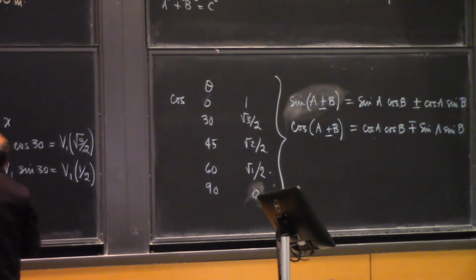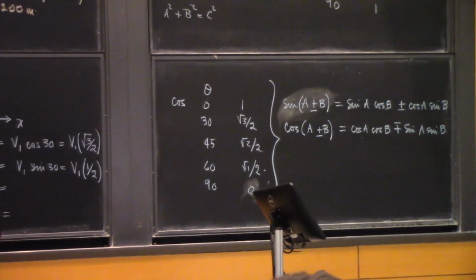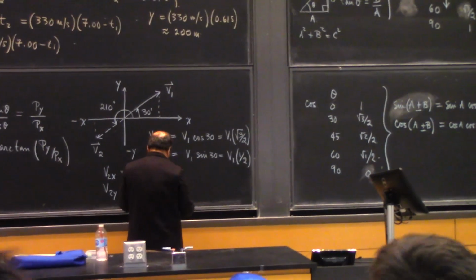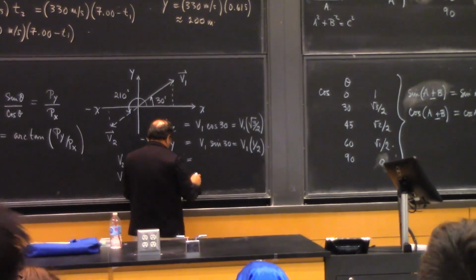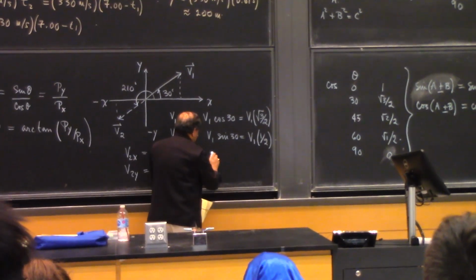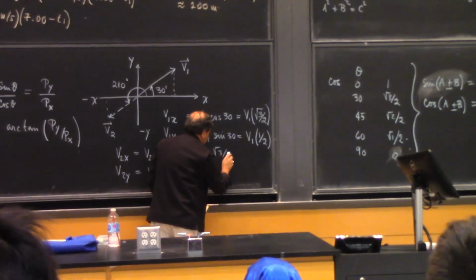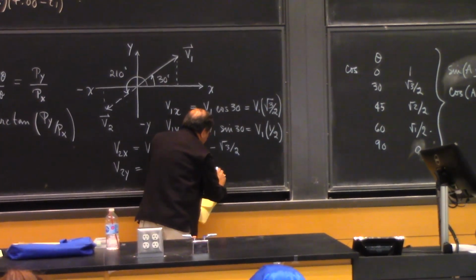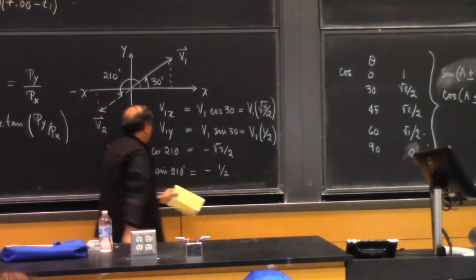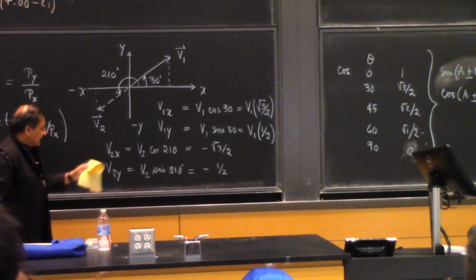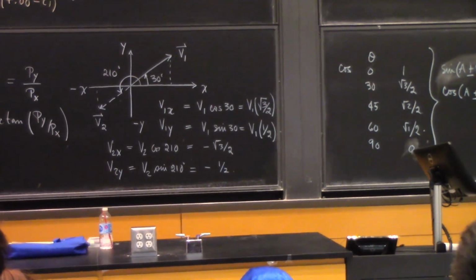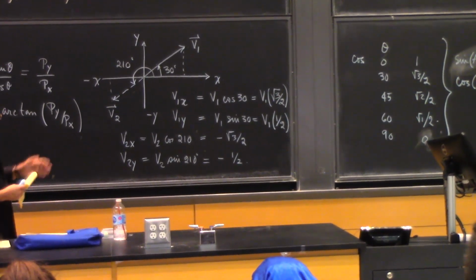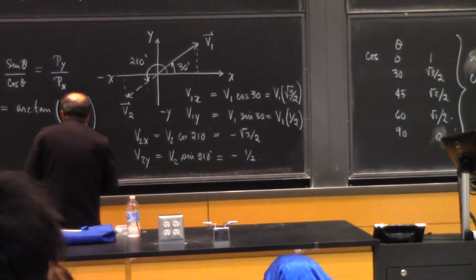So actually, I can now calculate cos 210 and sine 210. It turns out that cos 210 is minus root 3 over 2, and sine 210 is minus 1/2. The reason why the minus sign comes in is because cos 180 turns out to be minus 1.